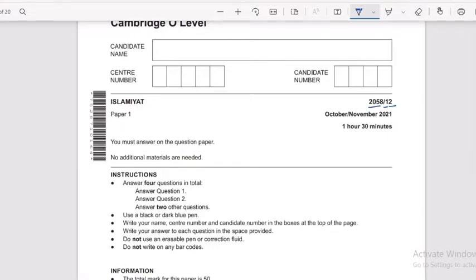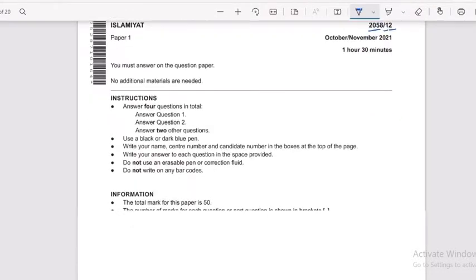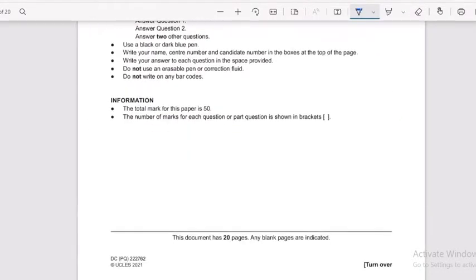As you can see, the code is 2058. Here you have to write your name, and here you have to write down the center number, and here you have to write down your candidate number. Here are a few instructions you have to follow.